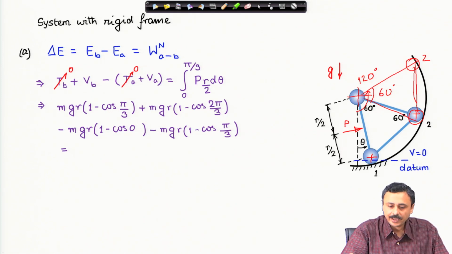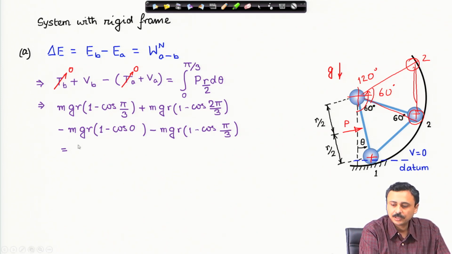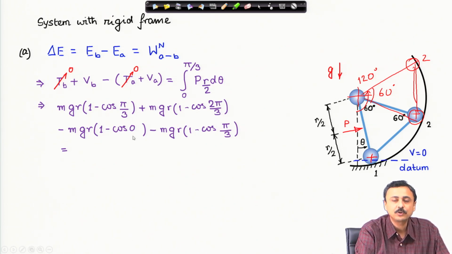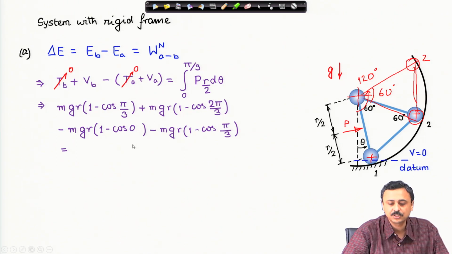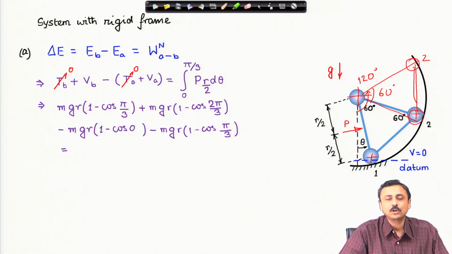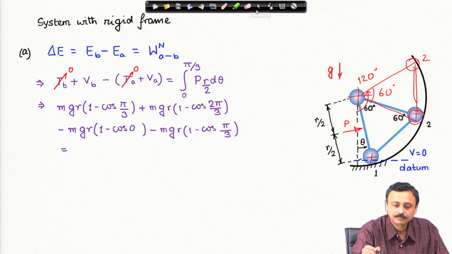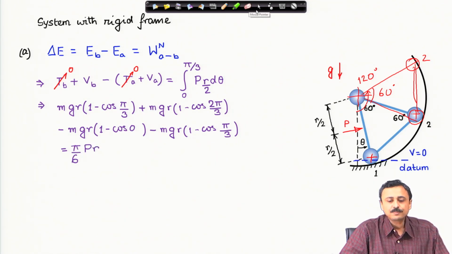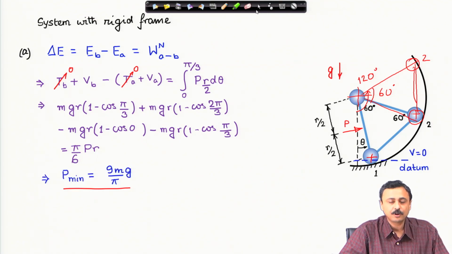And in state A, the lower mass point, the potential energy becomes 0 essentially, cos 0 is 1. So, this expression becomes 0. The second term gives us minus mgr(1 minus cos of pi by 3), and this must be equal to the work done by the external applied force, which turns out to be pi by 6 PR, and from here you can get P min as 9 mg by pi.